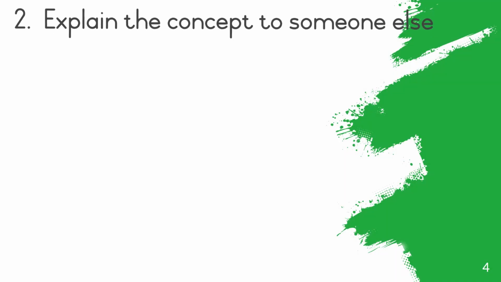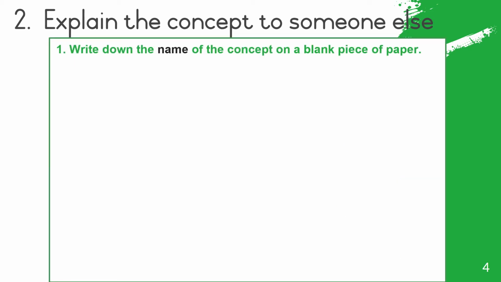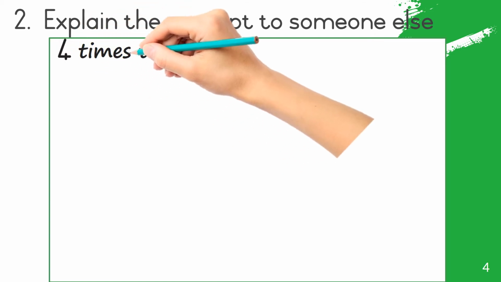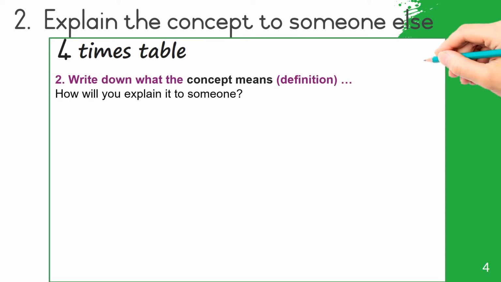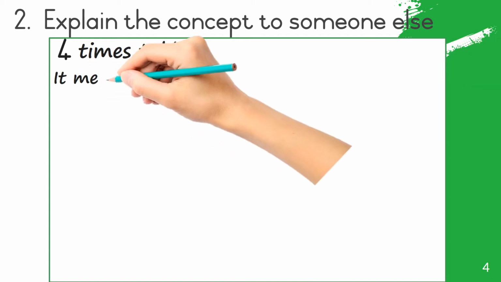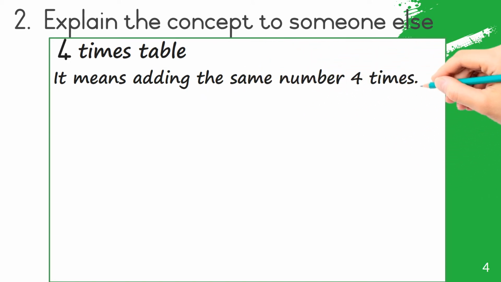Well, number 2, you will have to explain the concept to someone else. So it basically means teach someone what you want to learn. So I want to learn 4 times tables. So first of all, grab a piece of paper and write down the name of the concept. So for instance, I'm going to write 4 times table. Then secondly, write down what the concept means. What is the definition? And how will you explain it to someone? Well, in my case, I'm going to say it means adding the same number 4 times. That's what 4 times table mean.